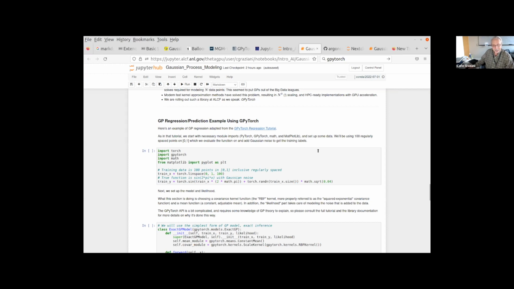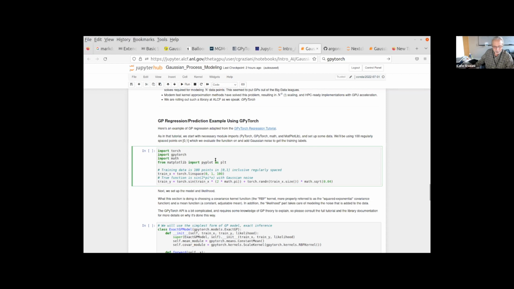Okay, so this is the activity. Those of you who are on JupyterHub can click along, and those of you following along for the fun can too. So this is basically the gPyTorch interface, and what we're going to do is adapted from the gPyTorch tutorial.